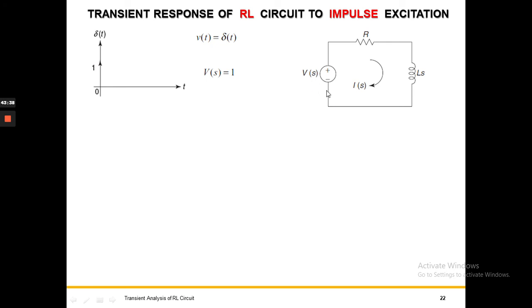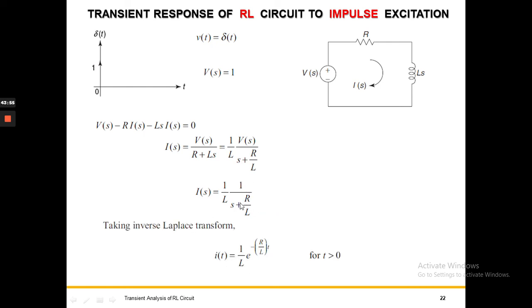Take the transformed circuit and write down the KVL. You will get an expression for I of s, which you have already done. Now put V of s as 1, so the equation is again in the 1 by s plus a form. Take the inverse Laplace transform. The current through the series RL circuit after t equal to 0 will be 1 by L into e raised to minus R by L into t. That's the exponentially decreasing response.